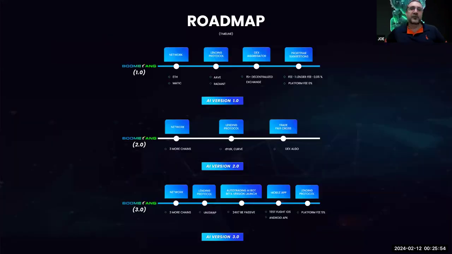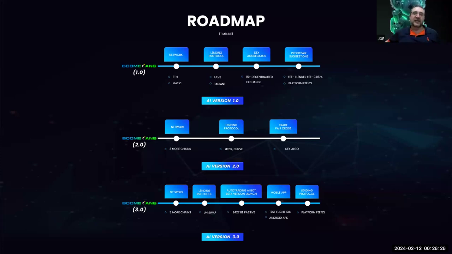This is our roadmap. Looking at the top line, this is Boomerang 1.0. The networks are Ethereum and Matic. Currently we're on Matic. Ethereum is coming very soon. The lending protocols are Aave and Radiant. The DEX aggregators: there are 15 decentralized exchanges. And the profit pair suggestions. The fee for the lending, the lender fee, is 0.05%. The platform fee during the beta phase is 0.